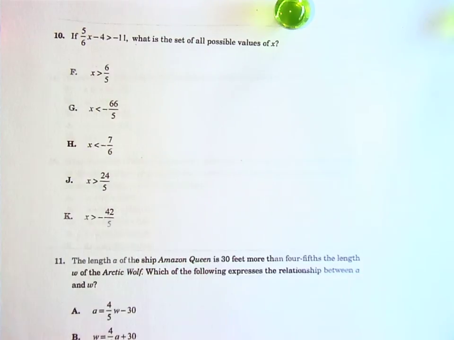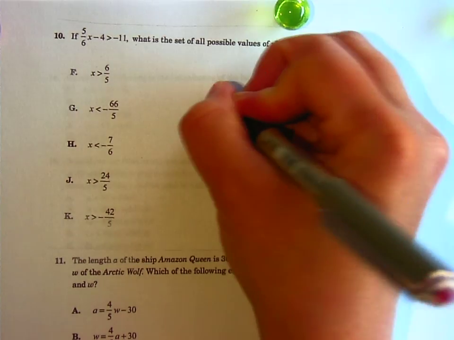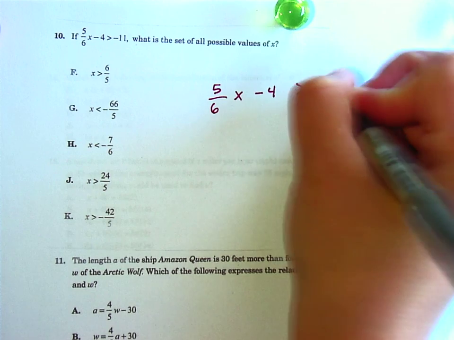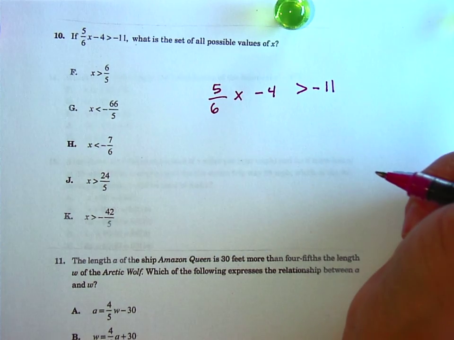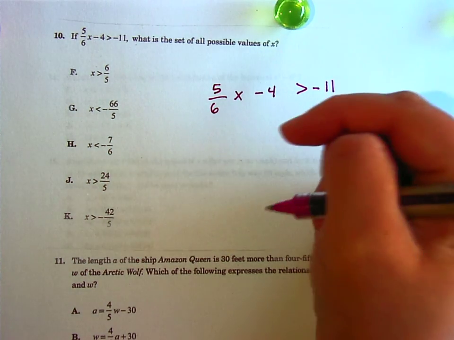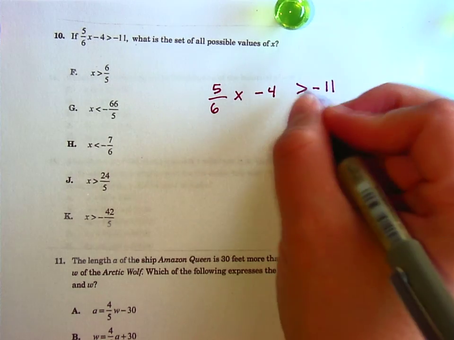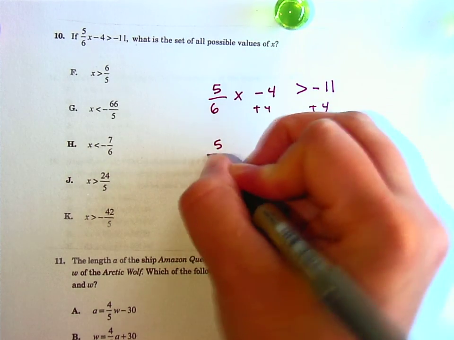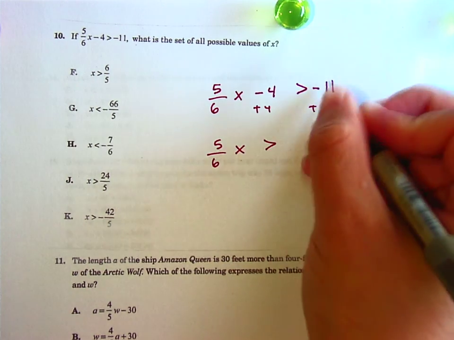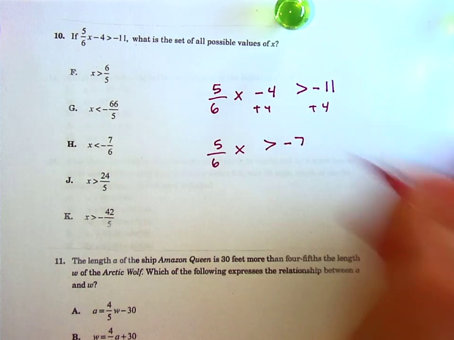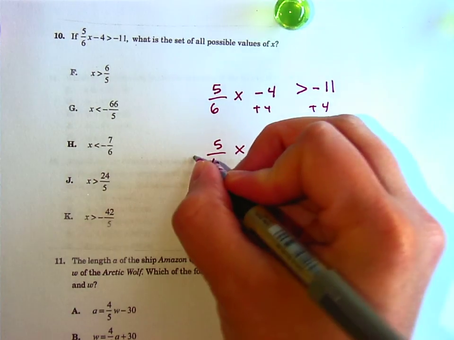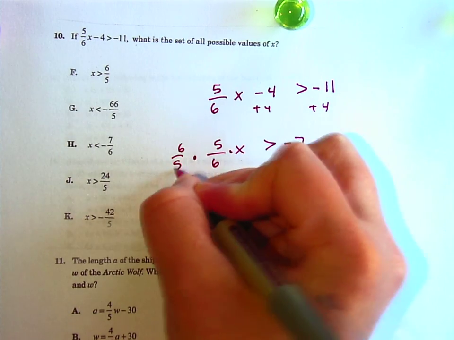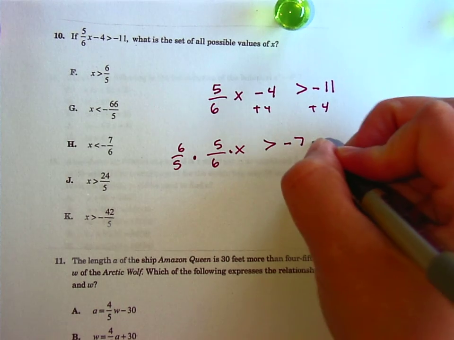This is a pretty simple question, just asking you to solve this inequality. And remember, solving inequalities is exactly like solving it with an equal sign. The only difference is that if you multiply or divide by a negative number, you switch the signs. So I'm going to add 4 to both sides. That's 5/6 x is greater than, let's see, what would that be, -7. And then to get rid of a multiply by 5/6, I'm going to multiply by the reciprocal, because those end up canceling that out.